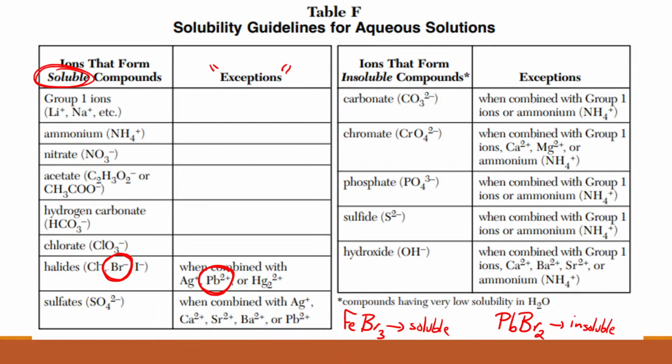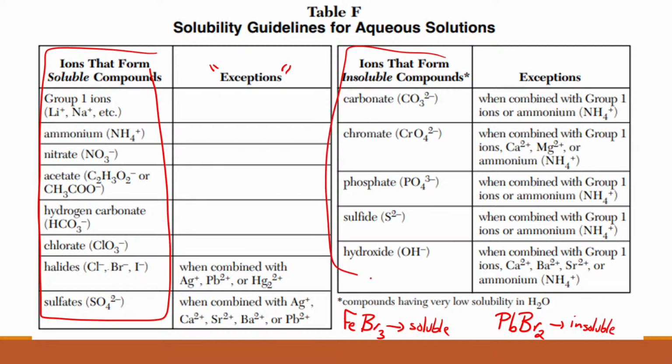When we're looking at Table F, all you need is to find one piece of your compound in the main column of either piece of Table F. Right, in these cases, bromide was the ion that I found. And so I'm looking and I see, okay, I've got bromide. Bromide is normally soluble. It is insoluble if I'm with one of the exceptions. Iron bromide, soluble because iron is not an exception. Lead bromide, insoluble because lead is one of the exceptions.